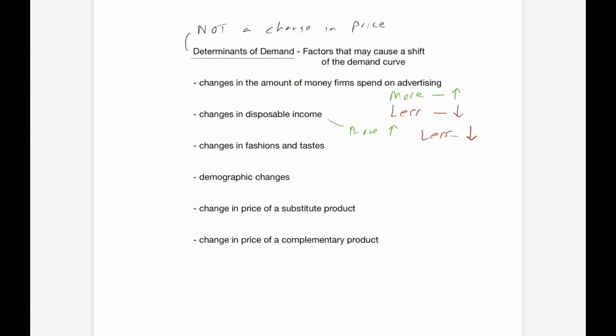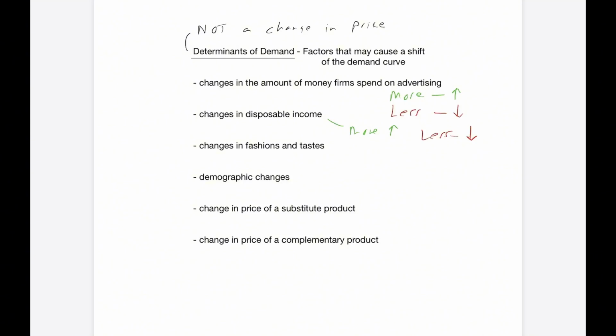Demographic changes is another possible cause of a change in demand, a shift in demand. If the population increases because an economy has more people migrating into the economy, then you've got a higher population. Therefore, the demand for products will increase as a result. So the demand curve will shift to the right-hand side.